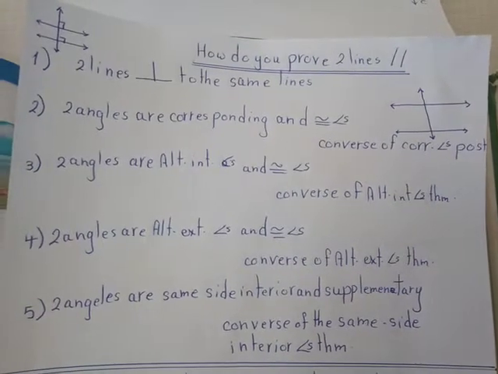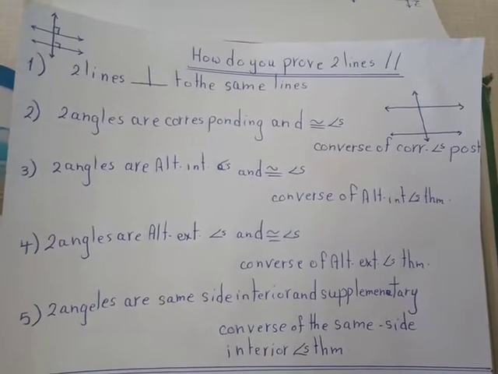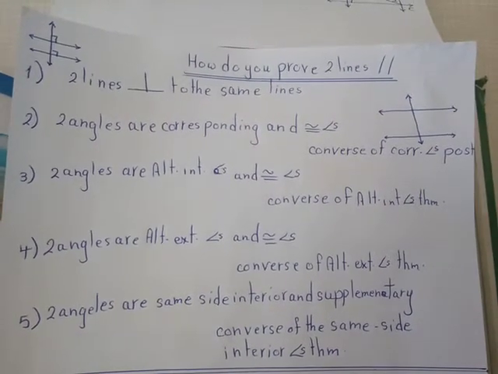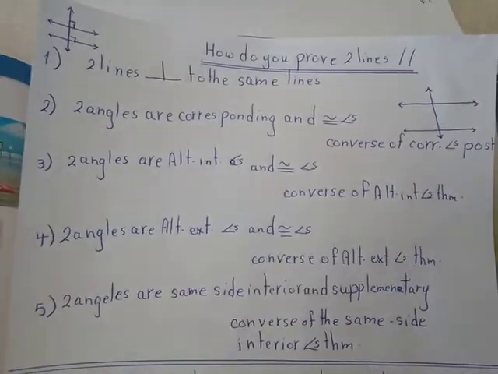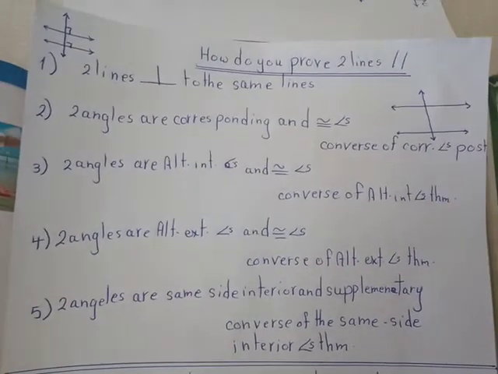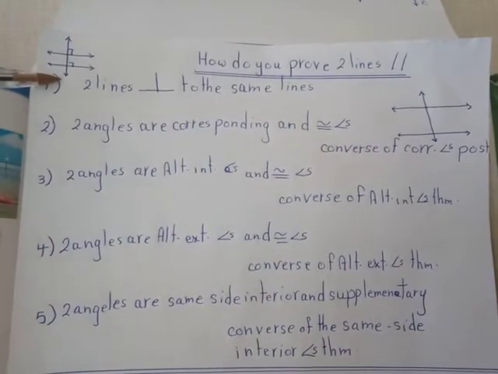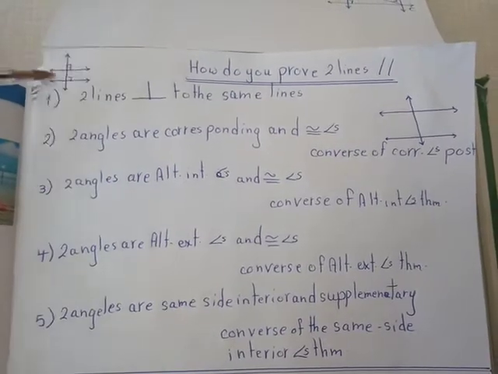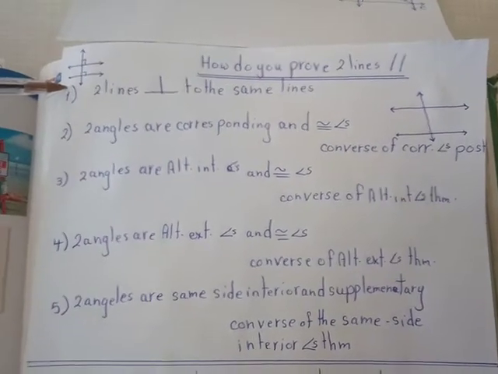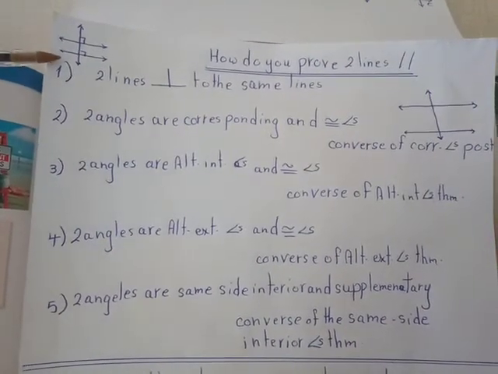are very, very important. So please concentrate with me. How do you prove the two lines parallel? Okay, we have five cases to prove the two lines are parallel. The first case, if we have two lines and the transversal perpendicular to both of them, so the two lines will be parallel. Okay, so in the statement we will write the two lines parallel, and why.